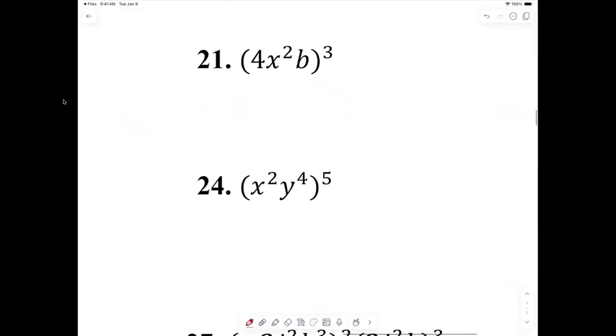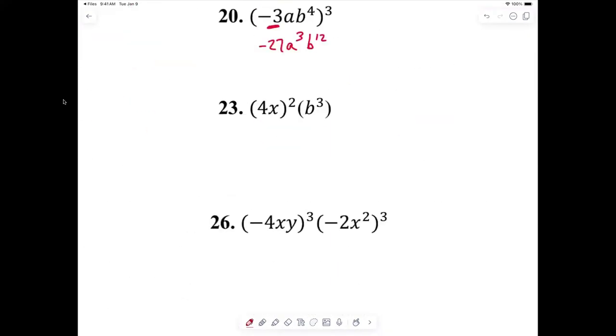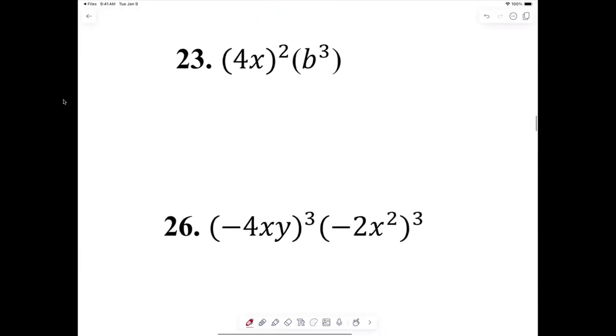Number 21. 64. Yes, 64, x to the 6th, b cubed. Anybody have any problem with that? Anybody? All right, let's knock out 23. Uh-oh, we got a tricky one now.